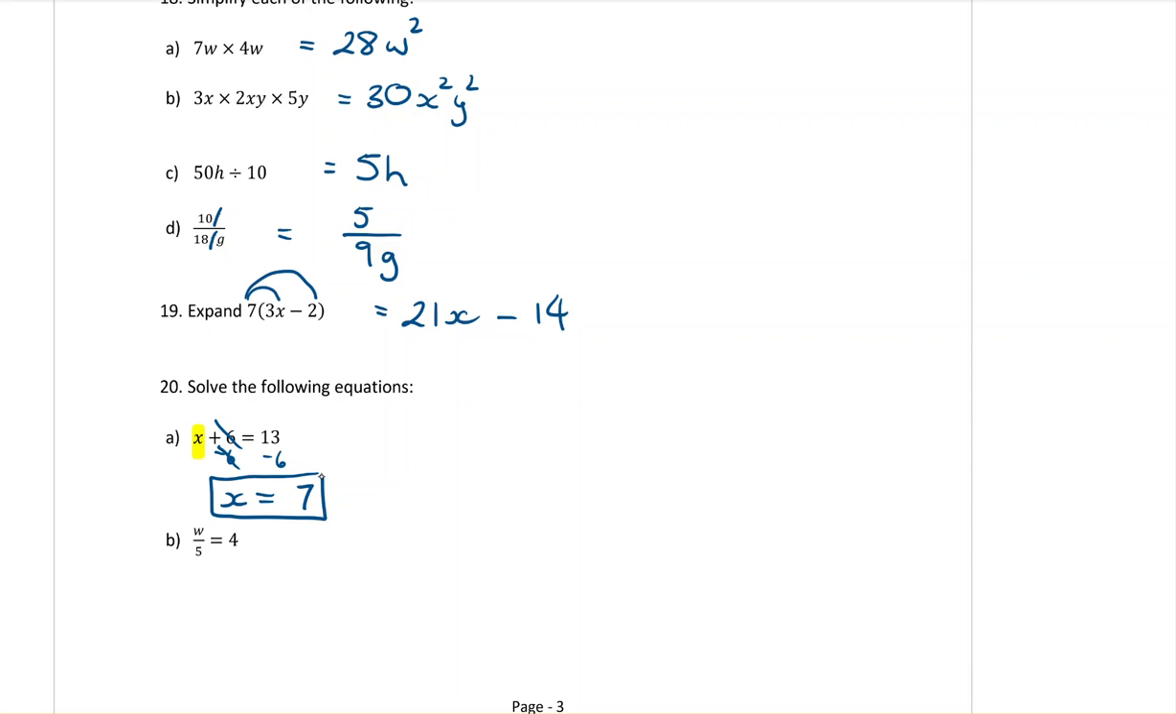In part B, we're trying to find W. This is also a one-step equation. These were pretty easy ones. Maybe I should give you a harder one. I want the W, which means the 5 on the bottom, I need to get rid of it. What's the opposite? Times, good. So I'm going to times by 5, times by 5. W is now by itself.